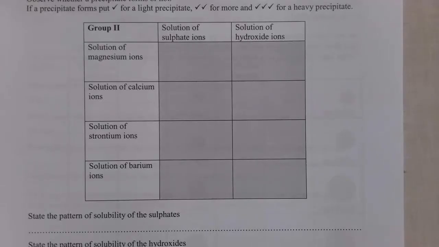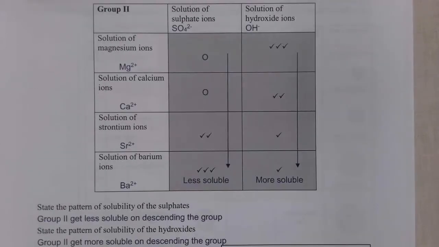So we're on page 8 of your notes and we're looking at the solubility of the group 2 sulfates and hydroxides. Just as a little aside, all group 1 salts are soluble. So sulfates and hydroxide group 1 compounds would all be soluble. It's only group 2 where there's a change in the solubility going down the group. And we can see that here.